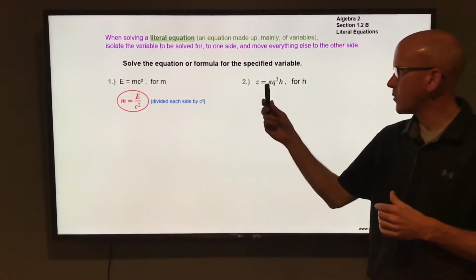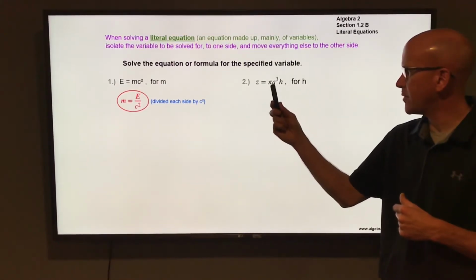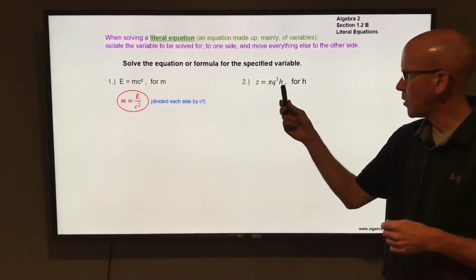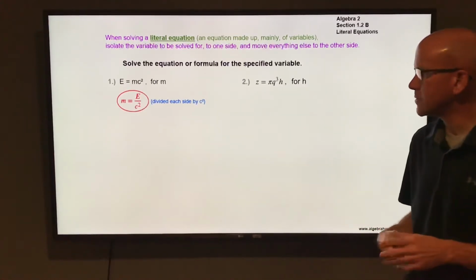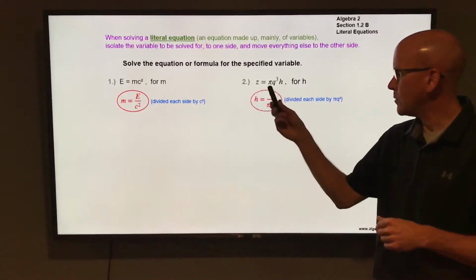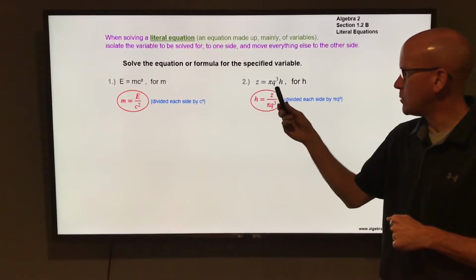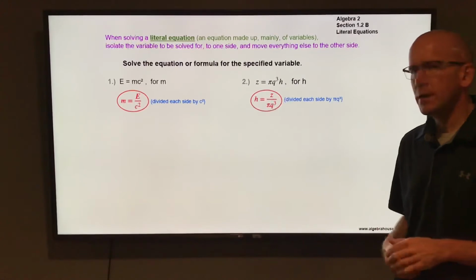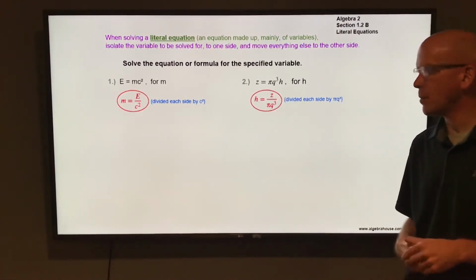Next equation, z equals pi q to the third h. We're solving this for h. So to get this h by itself, we have to move this pi and q to the third to the other side. And everything is multiplied together there on the right side. So to move the pi q to the third to the other side, simply divide each side by pi q to the third. You can do those all in one step. So pi q to the third h divided by pi q to the third would just be h. And on the other side, that is simply z over pi q to the third. So the value of h is z over pi q to the third.